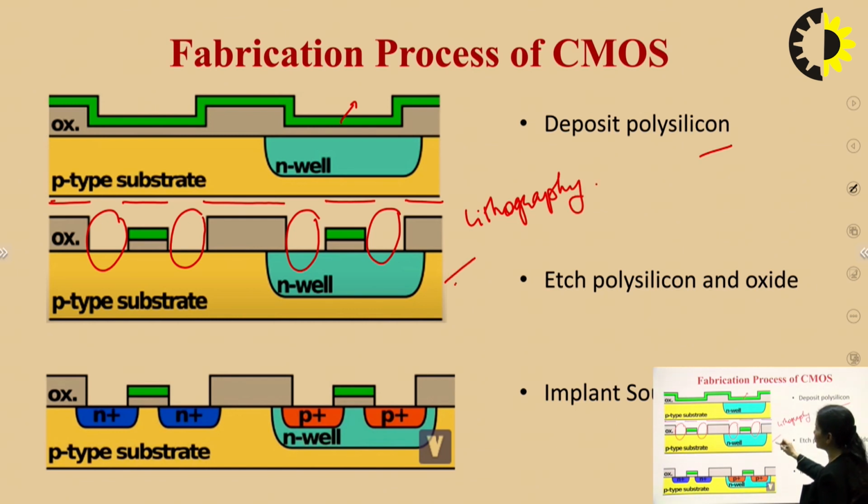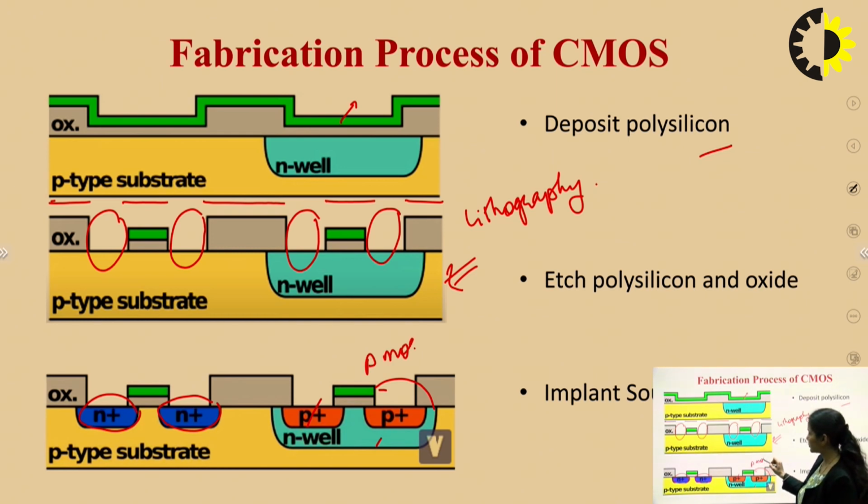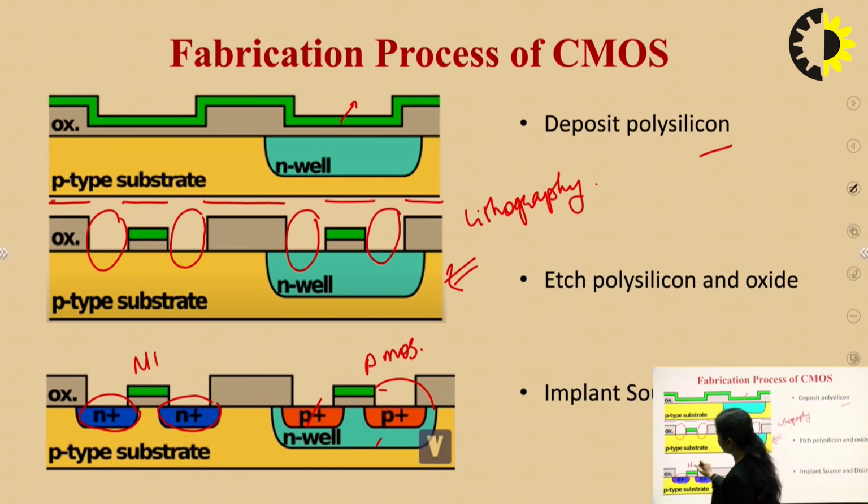Okay, so this is the output of lithography. Now again, after creating these windows, we have to dope these areas with N-type and P-type substances, that is, the impurities. So here this is the P MOSFET. For P MOSFET, we have to create the P-type drain and source, and for N MOSFET, we have to create N-type source and drain. So this is PMOS, and this is for NMOS.